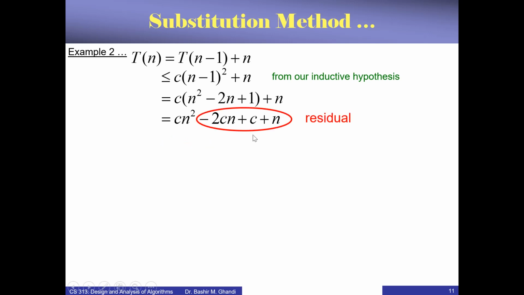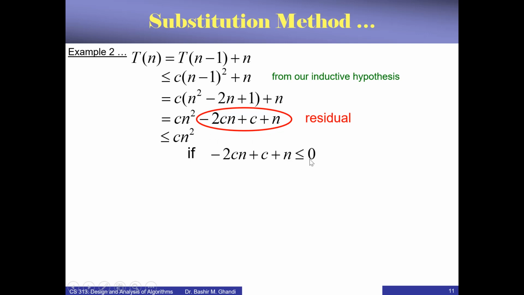So this term which I circled here is called the residual. We want to see if we can eliminate it so that we have just cn squared. Okay, and clearly the expression here, cn squared minus 2cn plus c plus n, will be less than cn squared only if this residual term is negative or equal to 0.